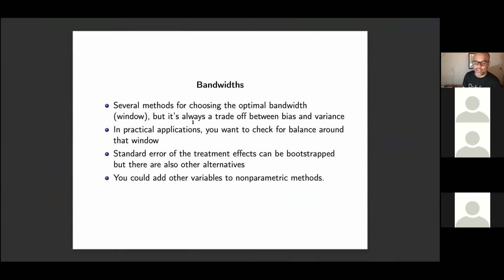So in practical applications, you want to check for balance around that window. And the standard errors of the treatment effects can usually be bootstrapped. The software can do the bootstrapping for you. You could add in other variables to those non-parametric methods if you wanted to.